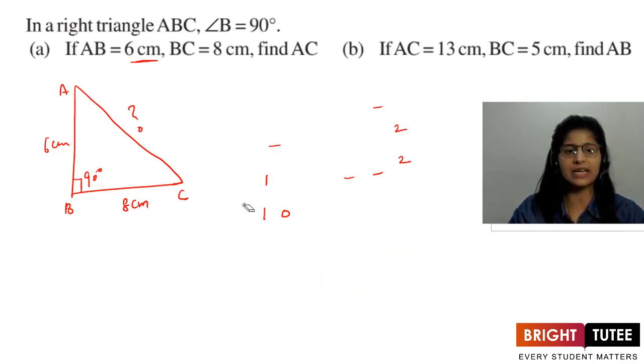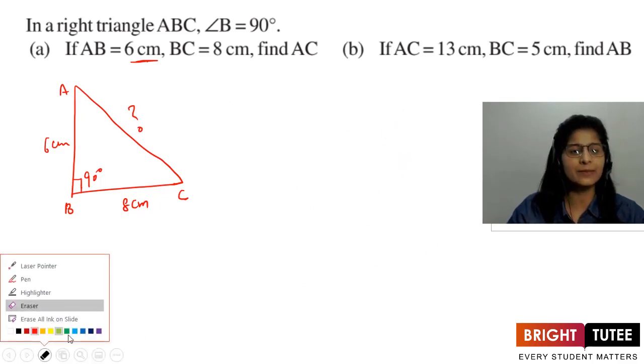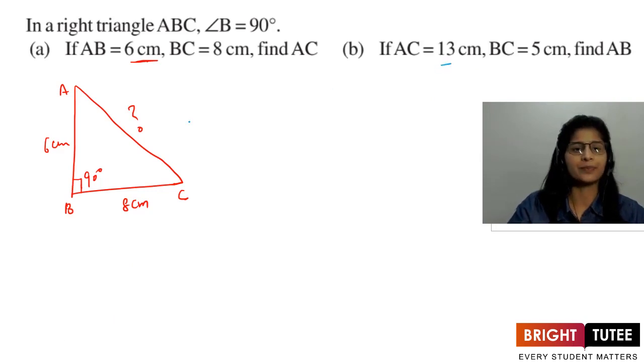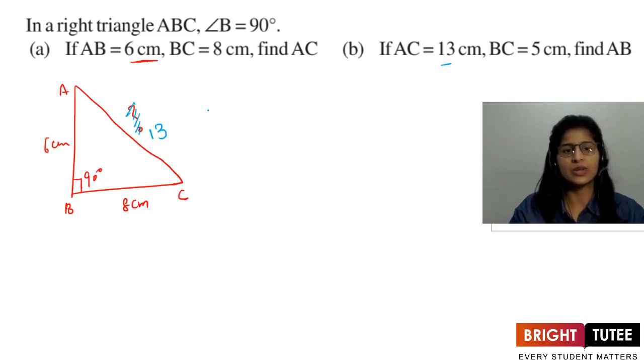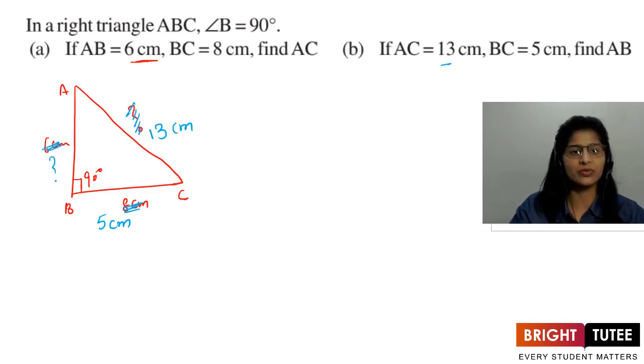What is given in second part? What is the value of AC? Now AC is given to us. AC is given as here 13. So I'll write 13 here. We are now known with this. So it is 13 centimeter. What about BC? It is given as 5 centimeter. Right. Now we have to find out this AB. We have to find out AB.